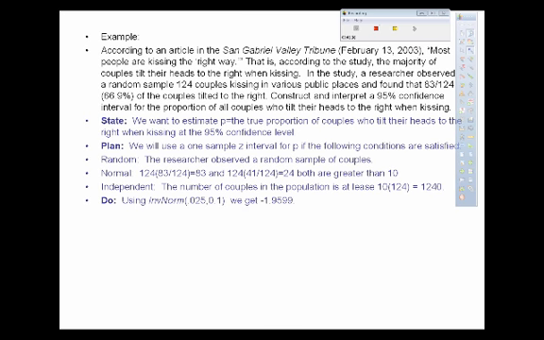So next is do. And I used inverse norm of 0.025. Remember that the 2.5% is the left tail, and 0 is our mean when it's standardized, with 1 standard deviation. And we're going to get negative 1.9599. So, putting that into our formula, we're going to use 1.96 for the negative 1.9599. Fill in the blanks there.